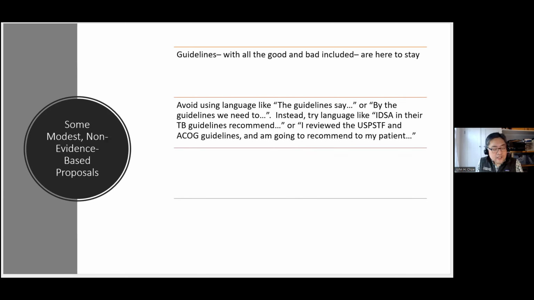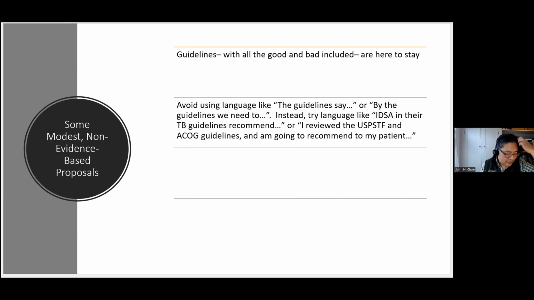I would suggest trying to move away, and I'm going to try to do this myself, I'm not always good about this, from language that says "the guidelines say" or "by the guidelines, we need to do this," because guidelines don't speak. The guidelines are a set of recommendations. I want to give you agency back and say that you get to make the decision together with your patient. You don't robotically have to do the guidelines.